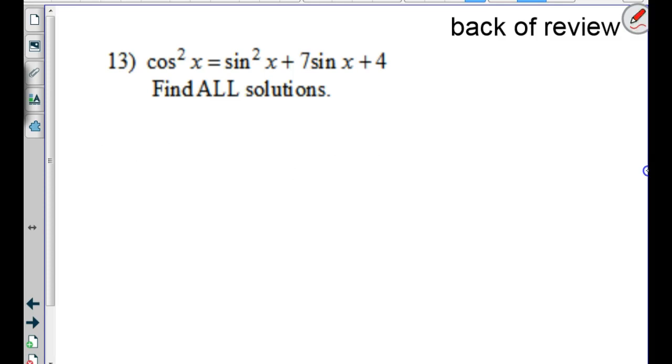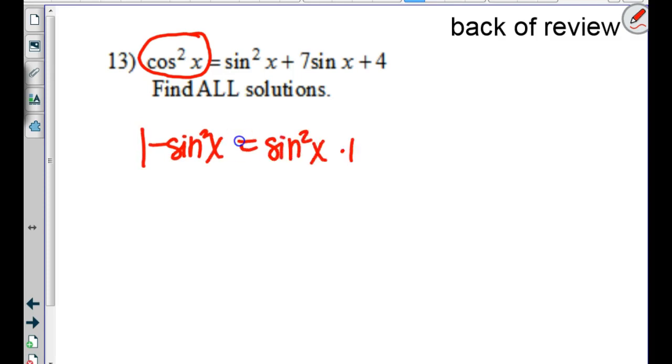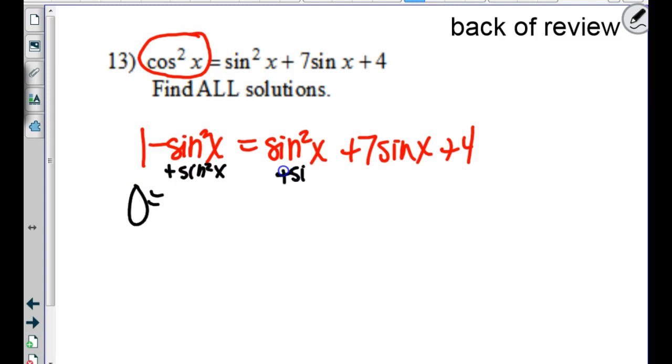Anybody have a better plan? What could I just trade that for? So now if I moved it over so it equaled 0 on this side maybe, I'd add a sine squared and subtract 1. So what would I end up with?